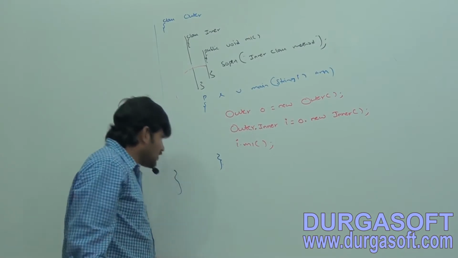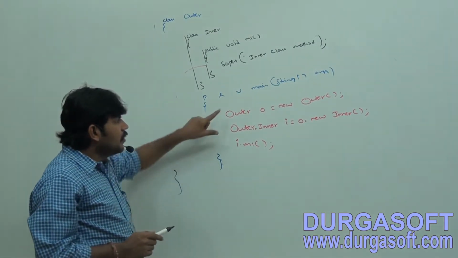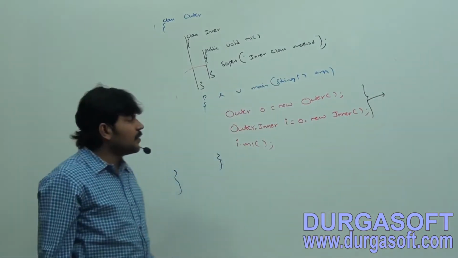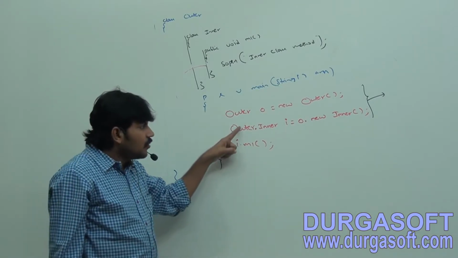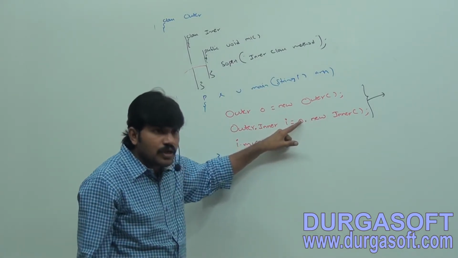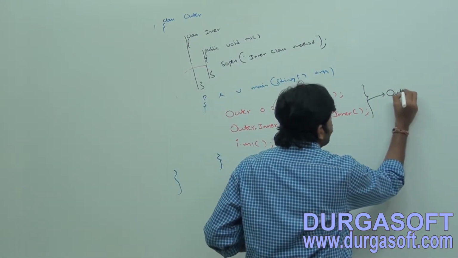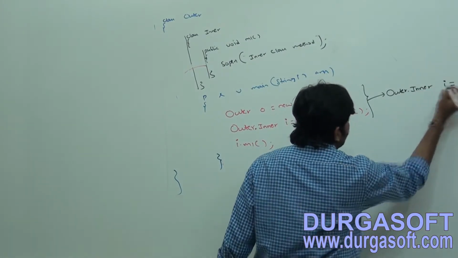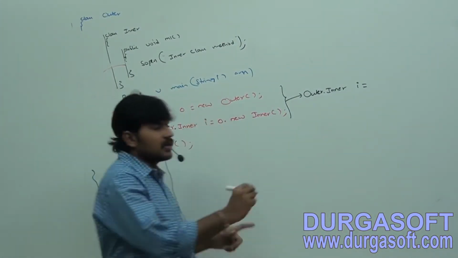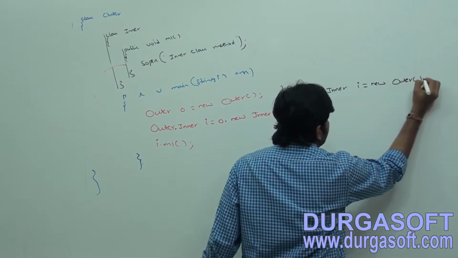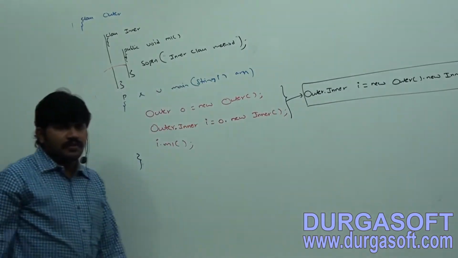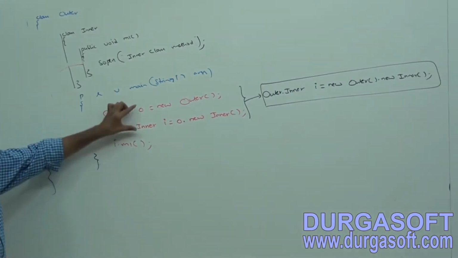But here one small twist. Sir, can I combine these two lines into a single line? Possible or not? Yes. Outer.Inner i = o. What is o? o is new Outer. That's why Outer.Inner i = new Outer().new Inner(). Syntax wise we have to be aware. Outer.Inner i = new Outer.new Inner. These two lines I am combining.